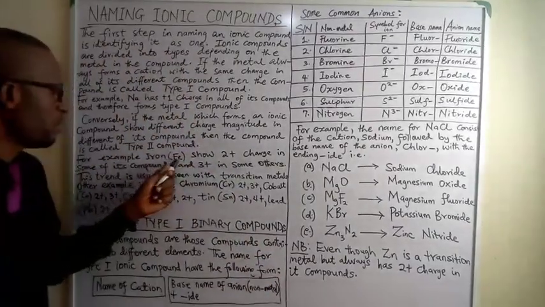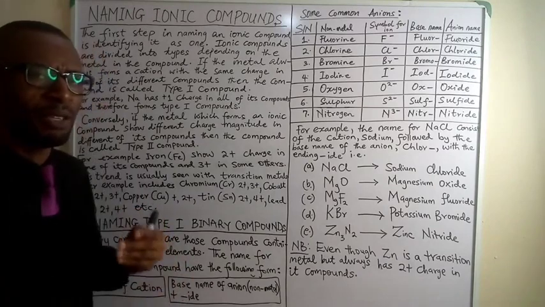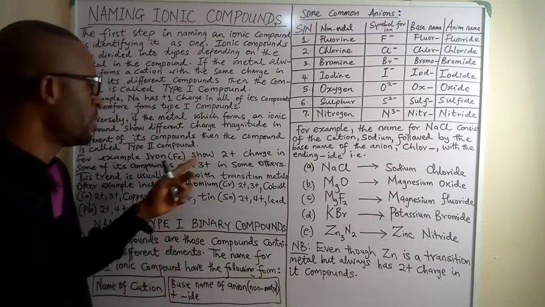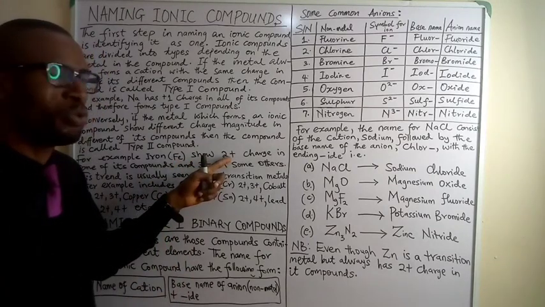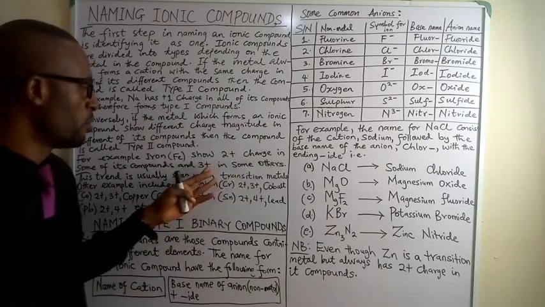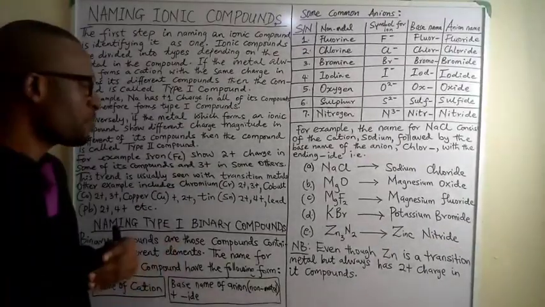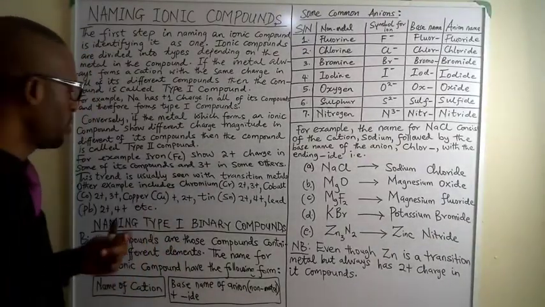An example of a transition metal is iron. You discover that in some ionic compounds made from iron, it shows a 2+ charge, but in other ionic compounds, it shows a 3+ charge. The same trend is seen in all the transition metals.